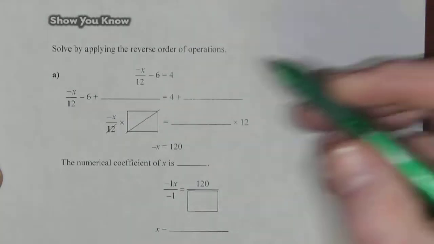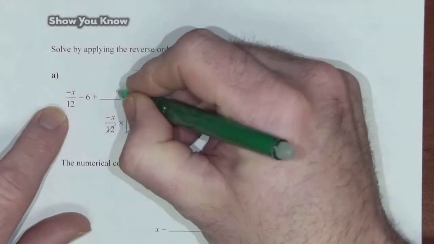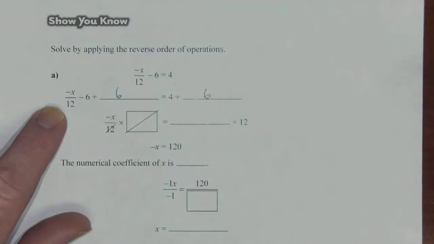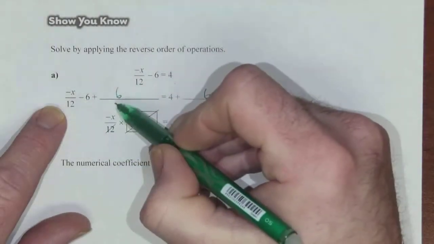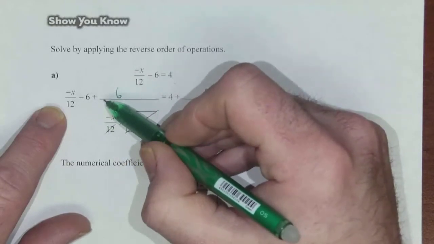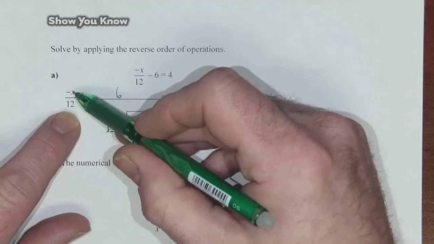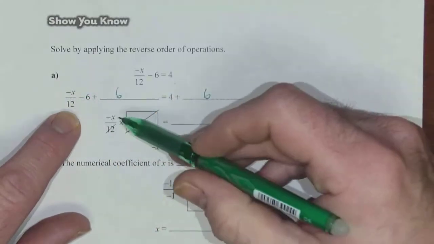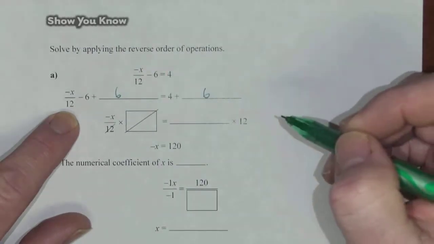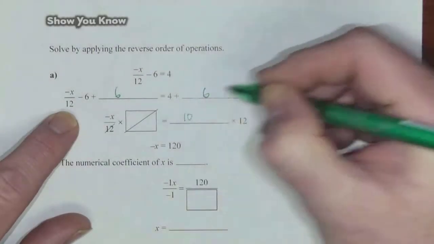So we're going to add 6 to both sides. So let's do just that. Here's the left side, we're going to add 6. This is our right side, we're going to add 6. So negative 6 plus 6 just equals 0. On the left side we've got negative x divided by 12, which is what's shown here. And on the right side, 4 plus 6 gives us 10.